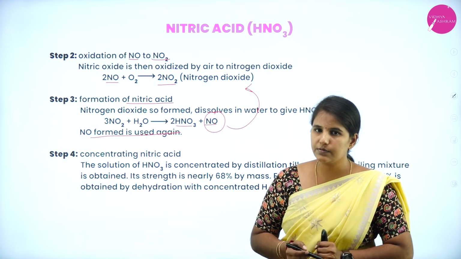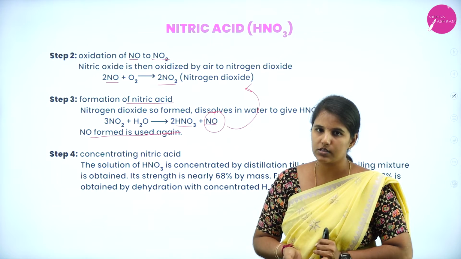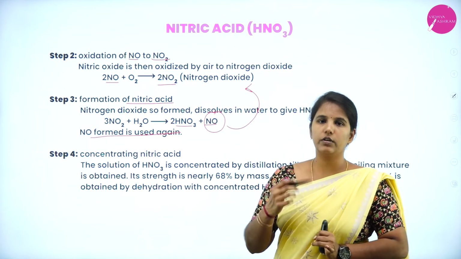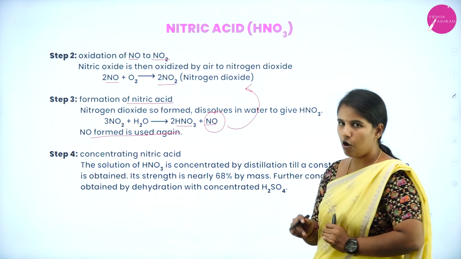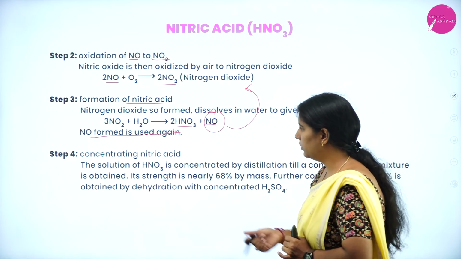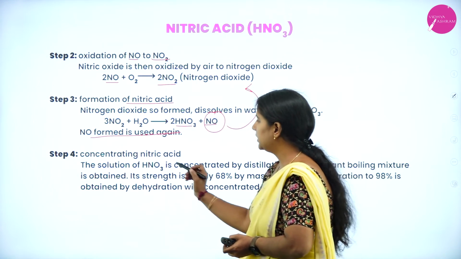Okay. So what is the first step? The first step is the oxidation of ammonia into nitric oxide. The second step is oxidation of nitric oxide into nitrogen dioxide. In the third step, you form nitric acid just by dissolving nitrogen dioxide in water. Okay.